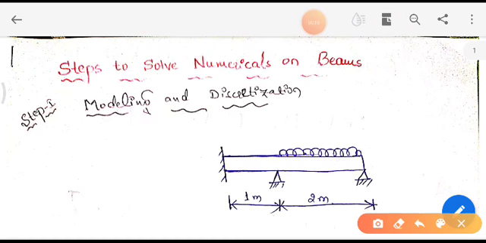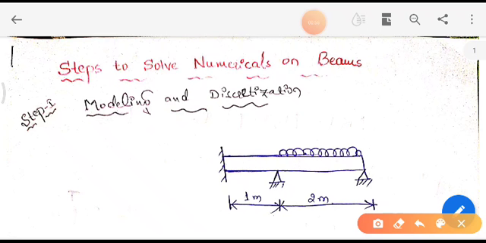A beam is a horizontal member which is used to carry the vertical loads as well as torsional loads. Usually beams are meant to carry only the transverse load and the rotational loads, whereas bars are used to carry the axial loads. The main difference between beams and bars is that beams are meant to carry the vertical loads and bars are used to carry the axial loads. Here we'll see the steps to solve the numericals on beams.